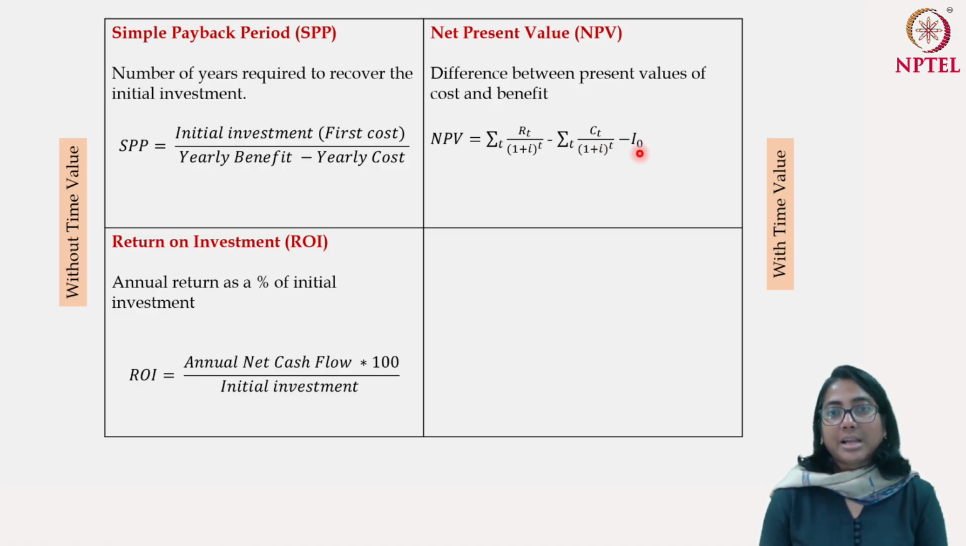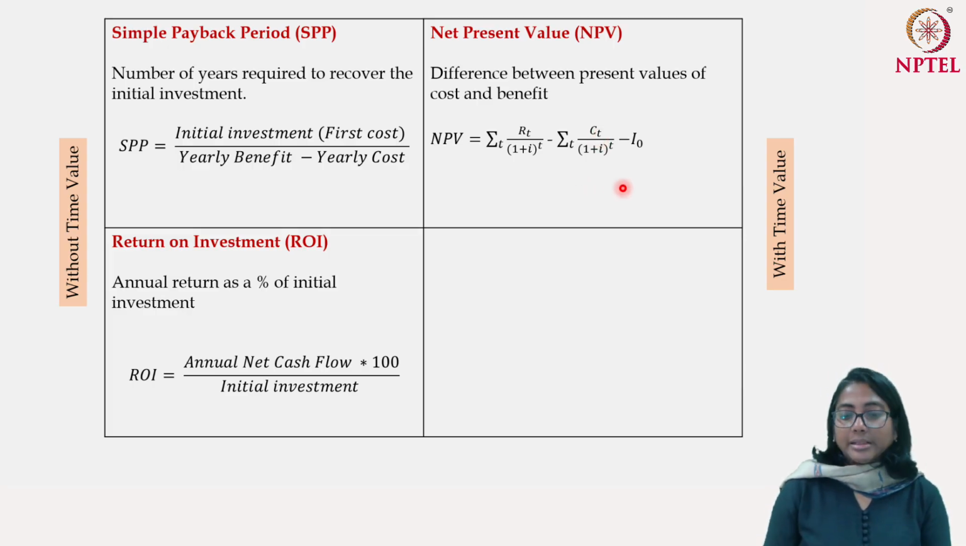Capital I naught is the initial investment in the project, and the assumption is that this investment is being made today. So 0 is the starting point; I naught means here T is equal to 0. Now you can also write it as summation over T of (RT minus CT) divided by (1 plus I) to the power T, minus I naught. In that case, RT minus CT gives you the net benefit at time point T. Now, why are we writing it in this manner?